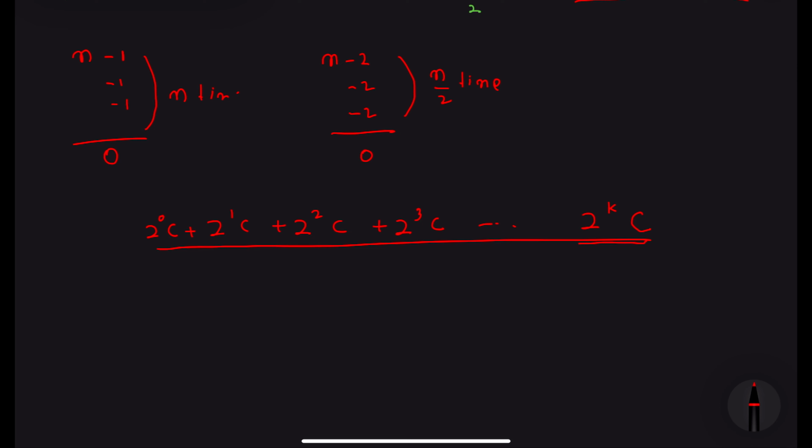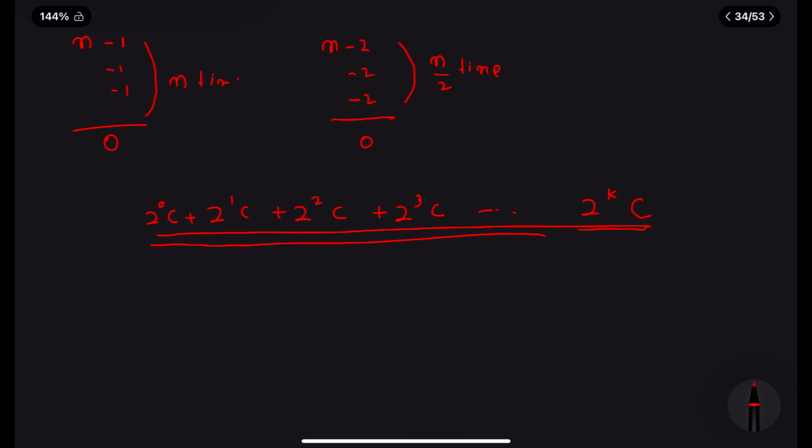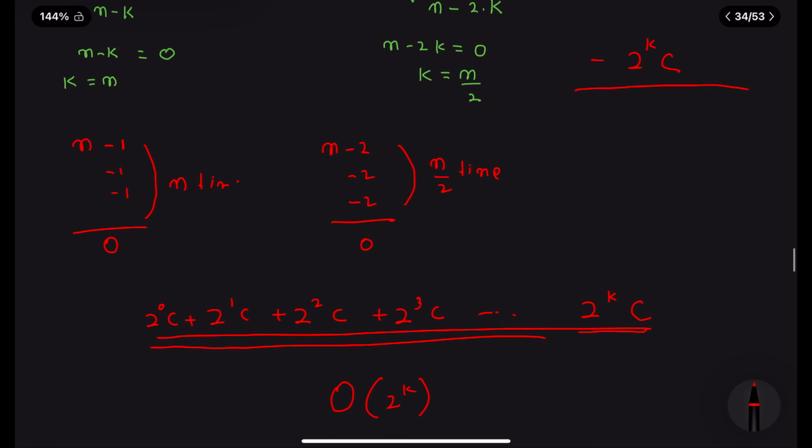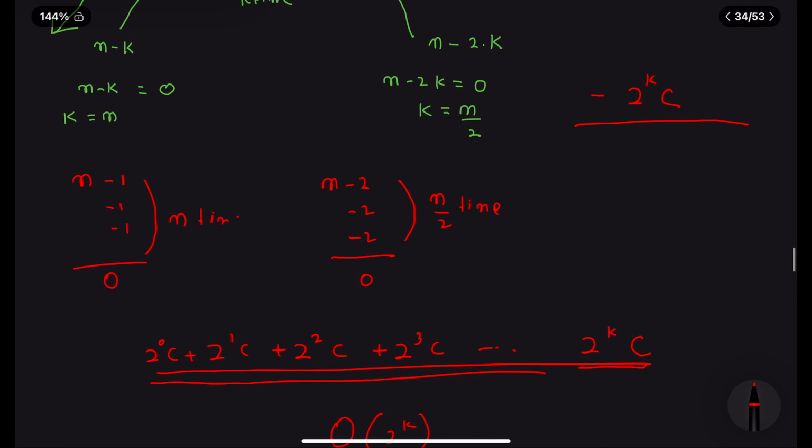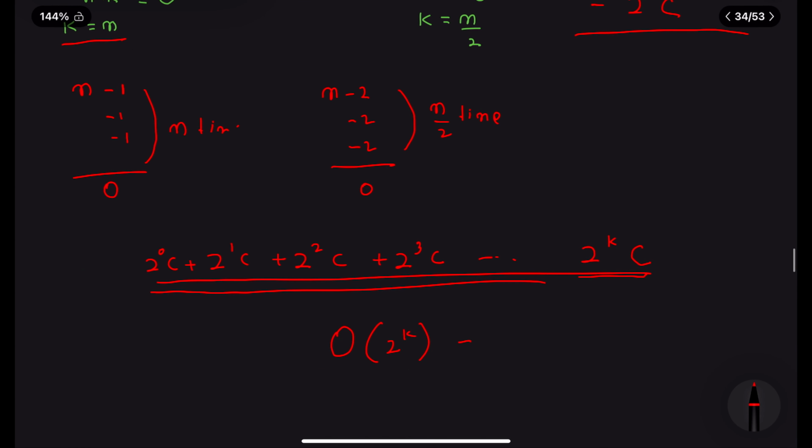All the terms that come before the last term are very small compared to the last term for a large number. So the answer will be big O of 2 raised to k, and we can substitute the value of k here. We have found out that the value of k will be n, so the final answer will be big O of 2 raised to n, and this can be written as theta also. So this will be our final answer.